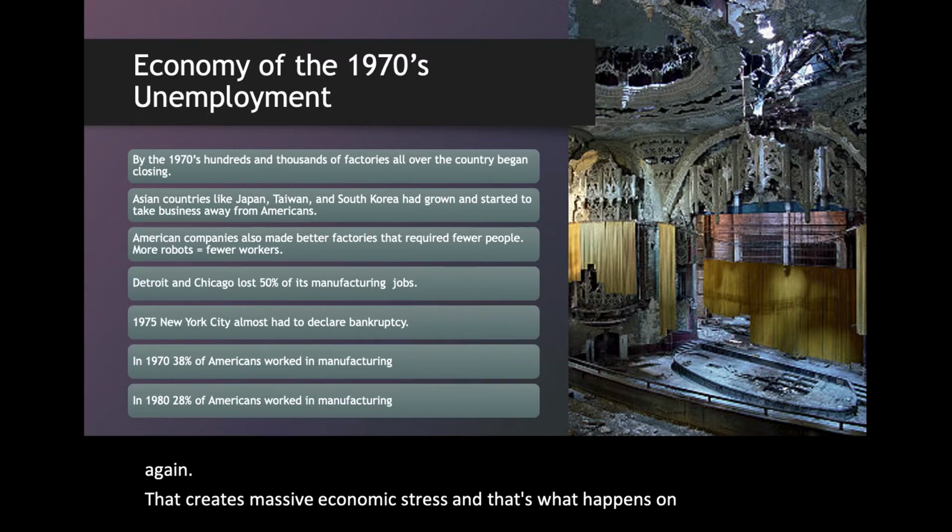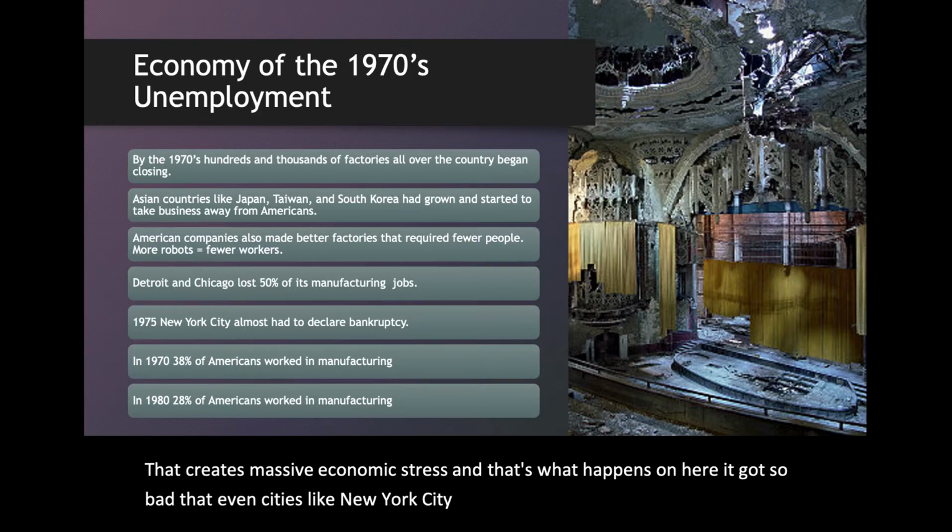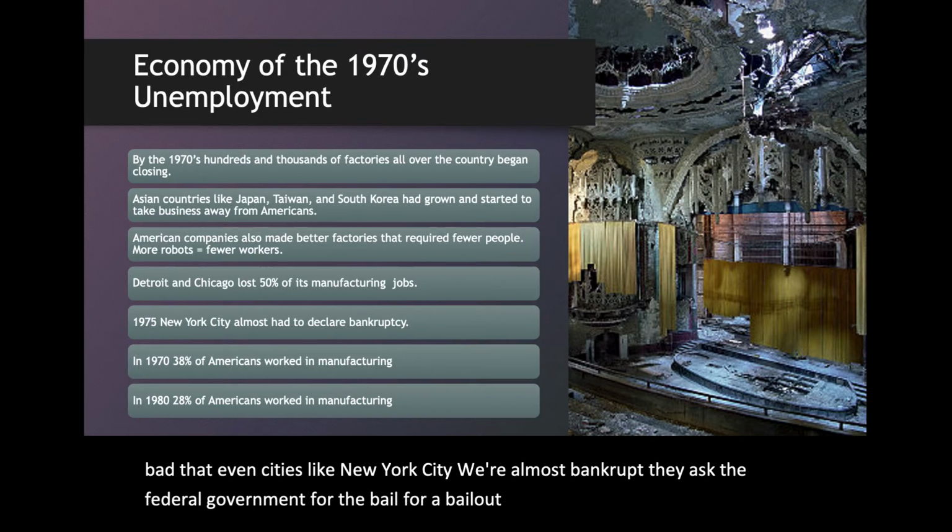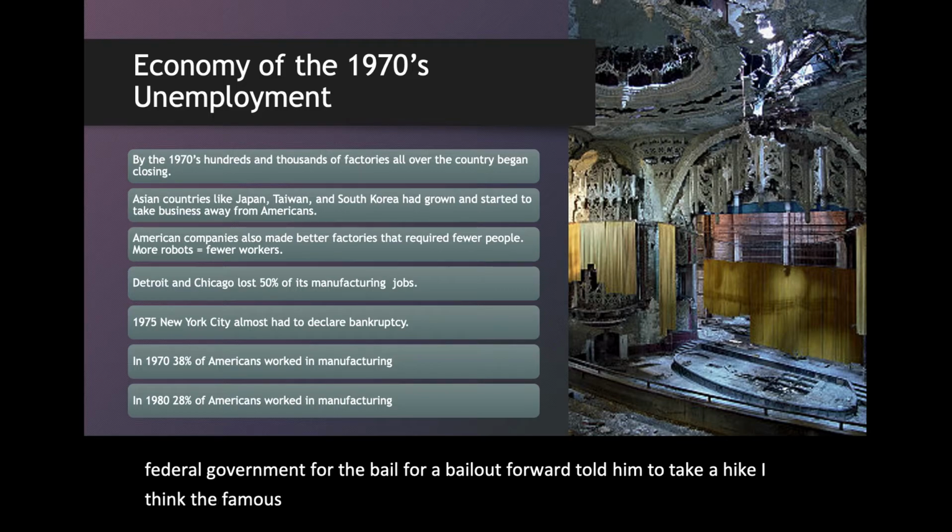It got so bad that even cities like New York City were almost bankrupt. They asked the federal government for a bailout. Ford told them to take a hike. I think the famous New York headline was, Ford to City: Drop Dead.